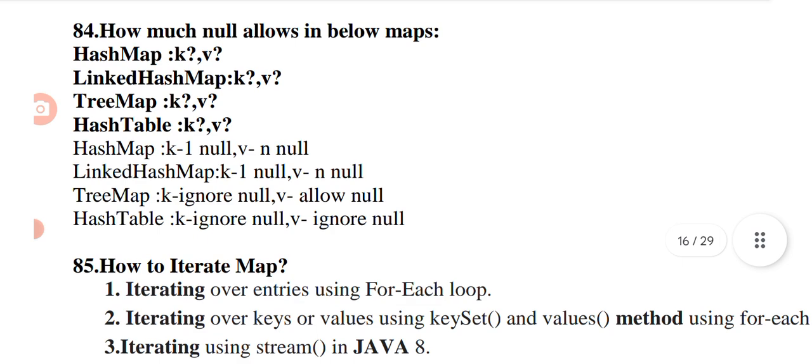Then how many null values are allowed in the below maps? HashMap key and value, LinkedHashMap key and value, TreeMap key and value, Hashtable key and value. The answer is, for HashMap, key has one null, value has n nulls. The same for LinkedHashMap: key one null, value n nulls. TreeMap key ignores null, value allows null. Hashtable key ignores null, value ignores null.